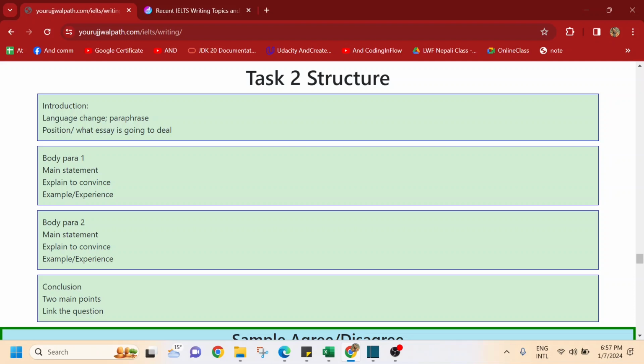So after you have these 10 minutes of planning, execute it for 10 to 15 minutes. Once you write that, after that for 5 minutes reread it and proofread, so that there could be some kind of correction which you can do.